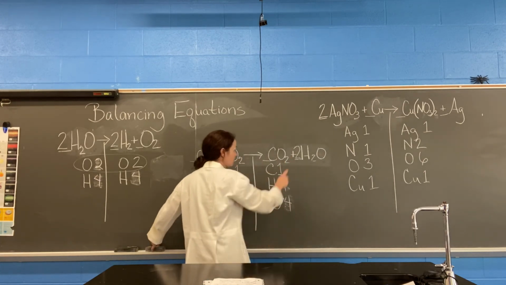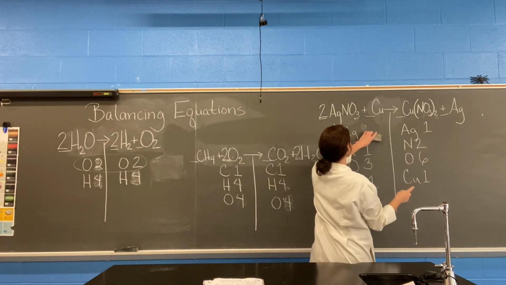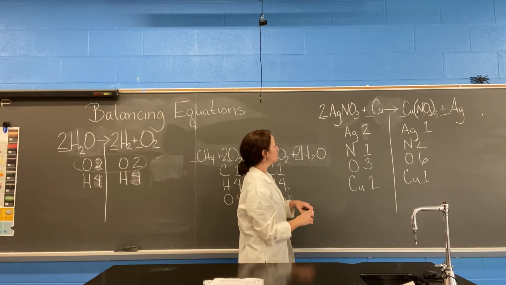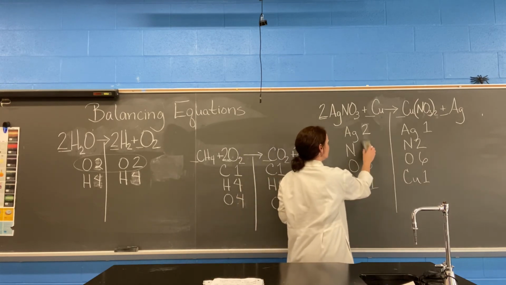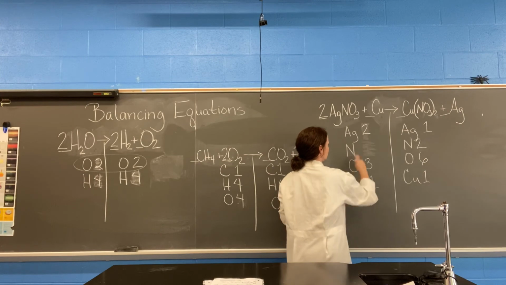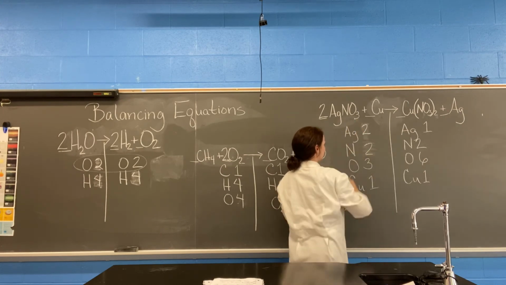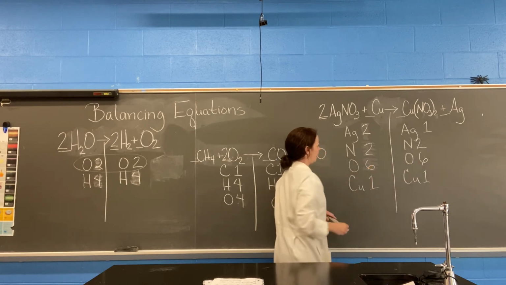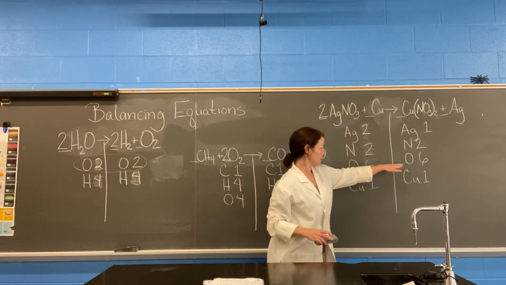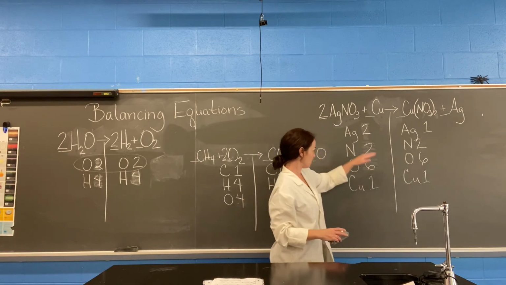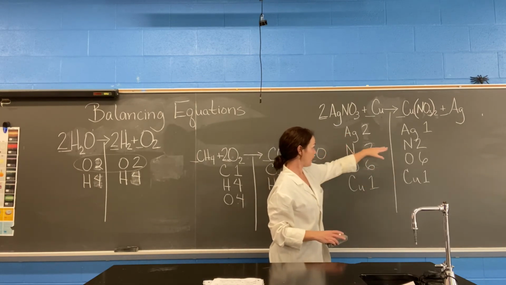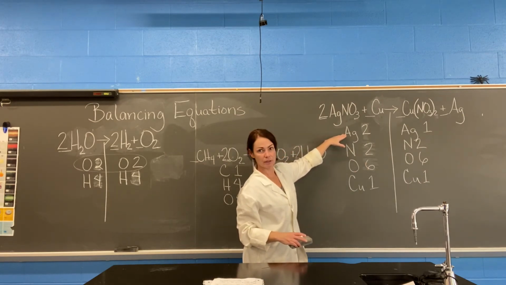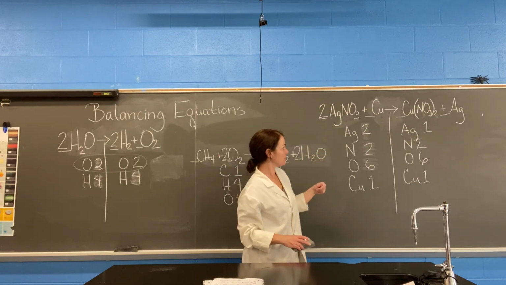So 2 times 1 gives us 2 atoms of silver. 2 times 1 gives us 2 atoms of nitrogen. 2 times 3 gives us 6 atoms of oxygen. And we fixed our oxygen. We still have matching copper. We now have matching nitrogen, but we don't have equal numbers of silver on both sides. So we have to fix that.